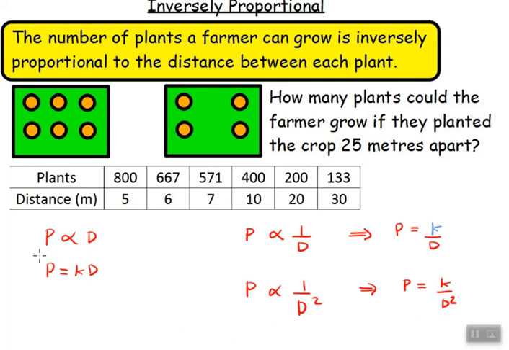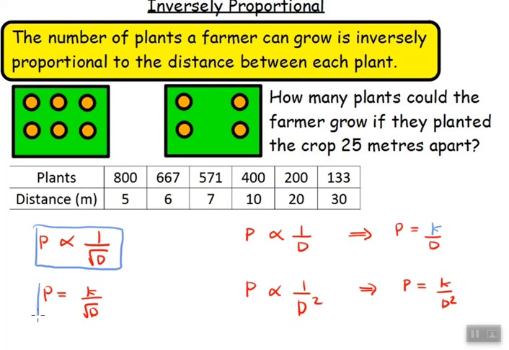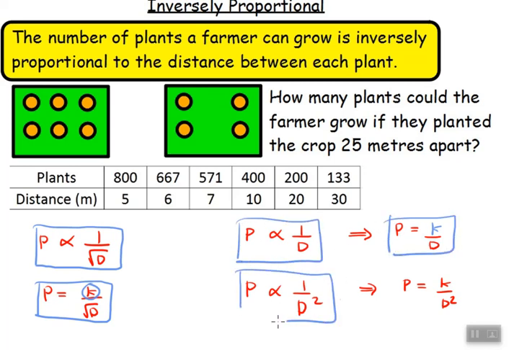Or if it was something like P is inversely proportional to 1 over the square root of d, the formula would be P equals something divided by the square root of d. So remember, this is the description. This is what the formula would look like. But then you have to work out what k is. So description, formula, description, formula. But then you have to work out what k is.